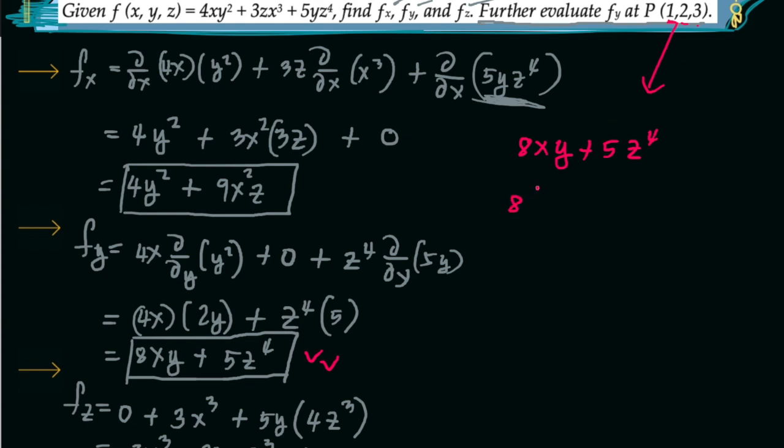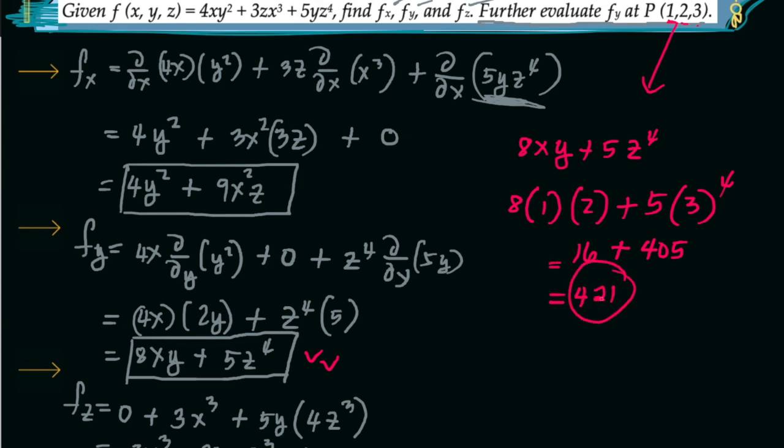This will become 8 times the value of x, which is 1, times the value of y, which is 2, plus 5 times the value of z, which is 3, and we will raise that to the fourth power. And then we will simplify. That will become 8 times 1 times 2, that will become 16, plus 3 raised to the fourth power times 5. You have there the calculator, you can solve that, so that will become 405. And finally, the answer will be 421. So this is now the value when we evaluate f sub y at point 1, 2, and 3.